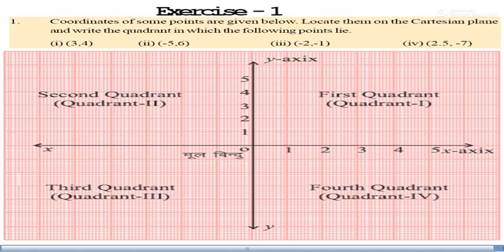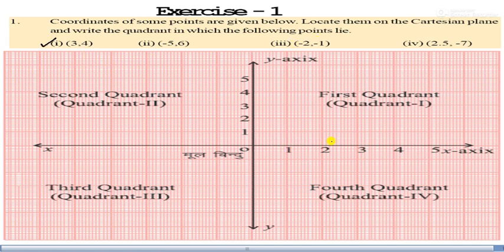Now come to the next one, that is exercise 1. What happened in this exercise? Coordinates of some points are given below. Locate them on the Cartesian plane and write in which quadrant each of the following points lies. Okay, the first point is (3, 4).